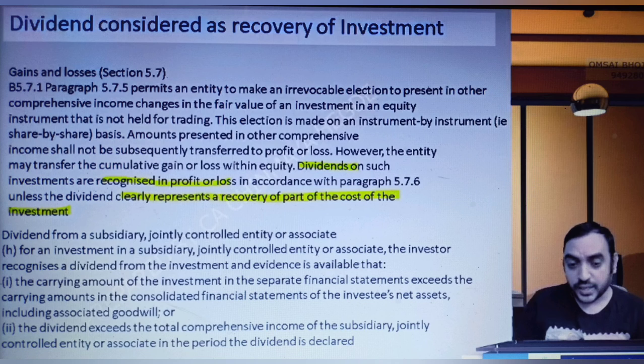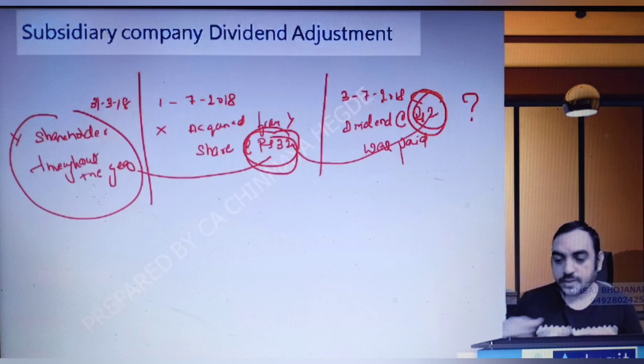This paragraph permits an entity to make an irrevocable election to present in other comprehensive income changes in fair value of an investment in equity instruments that is not held for trading. This election is made on an instrument by instrument basis. Amounts presented in other comprehensive income shall not be subsequently transferred to profit and loss. However, the entity may transfer the cumulative gain or loss within equity. Okay, we are not going to touch upon this. Dividends on such investments are recognized in profit or loss in accordance with paragraph 5.7.6 unless the dividend clearly represents a recovery of part of the cost of the investment.